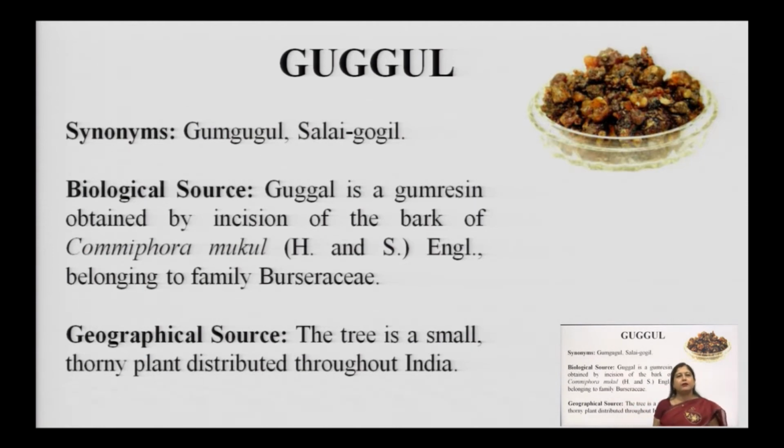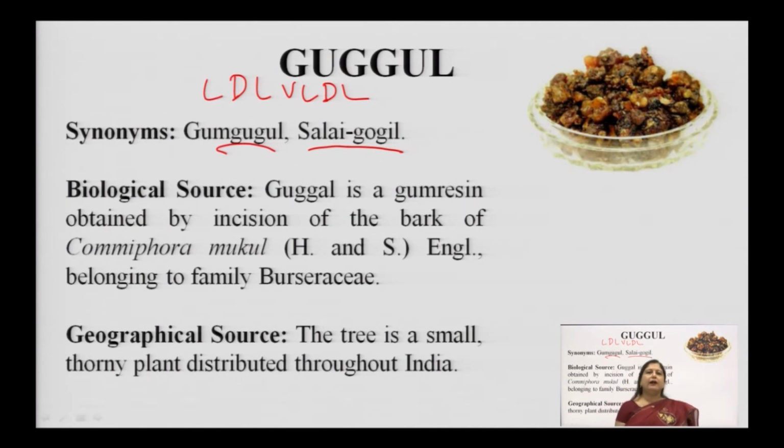The next drug which we are going to discuss is Guggul, which is synonymously called gum guggul or salai guggul. It is very useful because it is used as a hypolipidemic agent. Hypolipidemic means what? It reduces the LDL and the VLDL. What are these? Lipoproteins. These are low density lipoproteins and very low density lipoproteins. They are reduced by this Guggul. So, it is a very good drug and it is marketed by many industries for this.